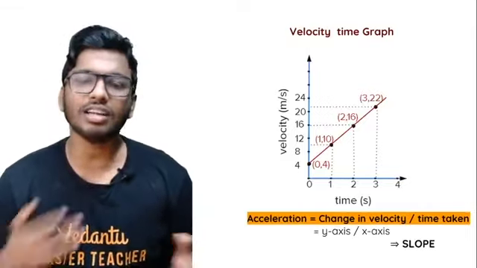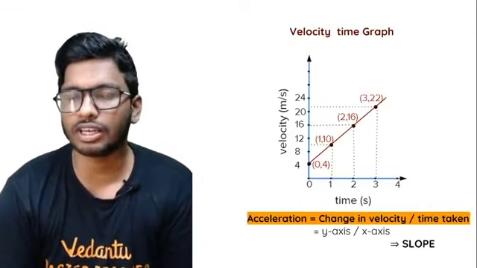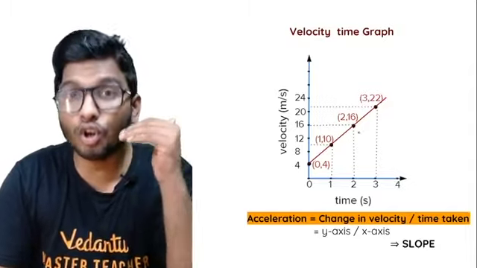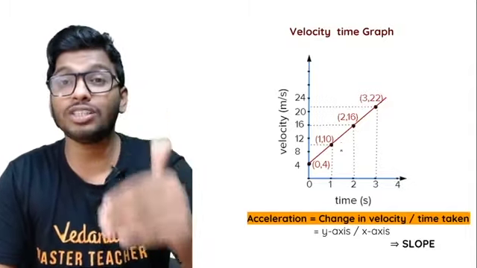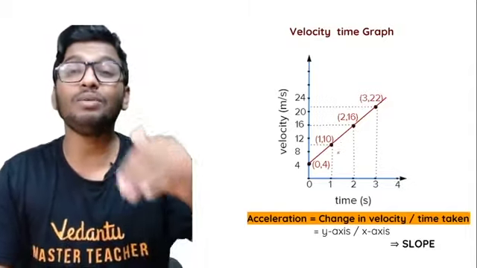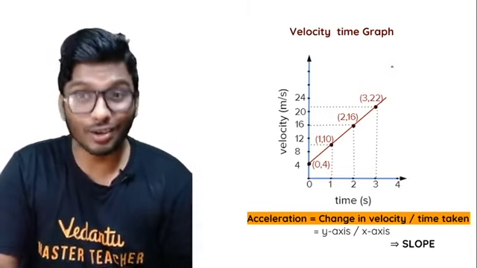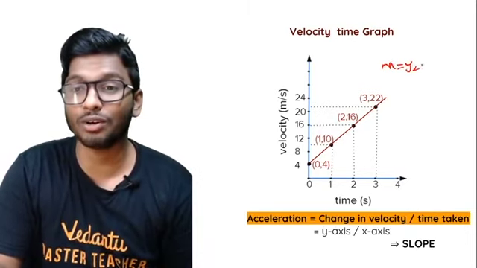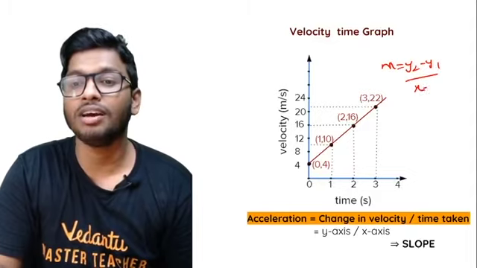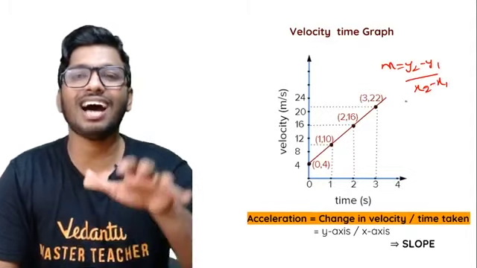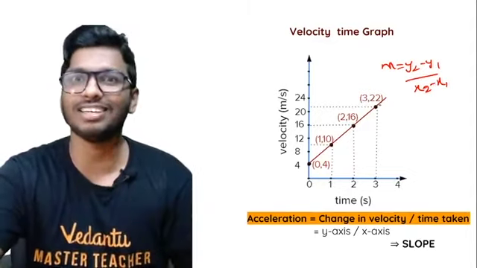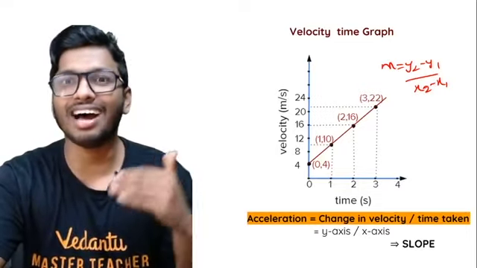Because what is acceleration? Acceleration is the rate of change of velocity. So again, if you find the slope in a velocity time graph, that will give you the acceleration. If you use the same formula, m is equal to y2 minus y1 divided by x2 minus x1, you would actually get the acceleration in a velocity time graph.